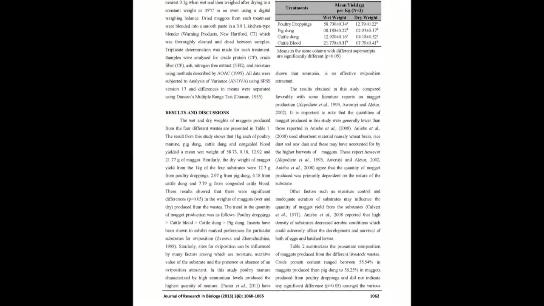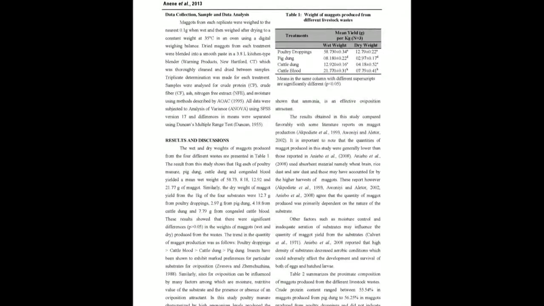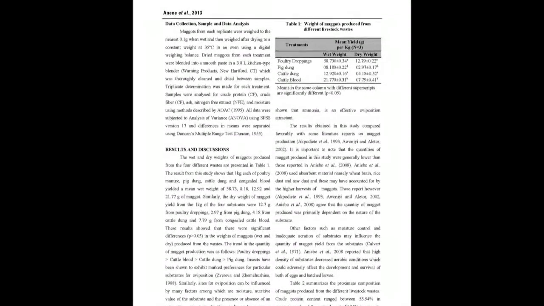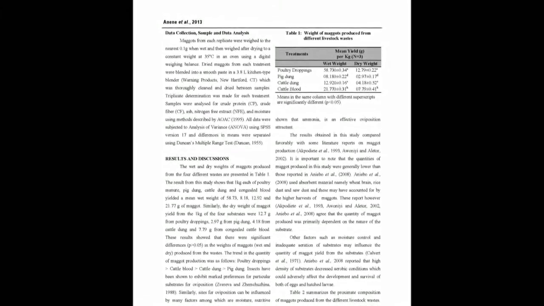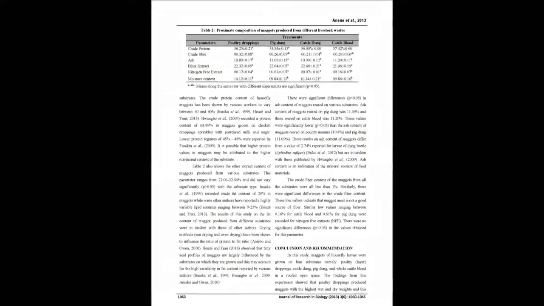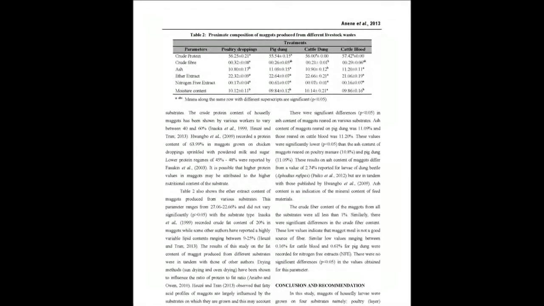Results indicate that the crude protein content of the maggots ranged from 55.4% in maggots grown on pig dung to 57.42% in maggots grown on cattle blood. The crude fiber contents ranged between 0.32% and 0.21%. Maggots produced from pig dung and cattle blood recorded the highest ash content, and the values were 11.09% and 11.20% respectively. Moisture content was highest, 10.14%, for maggots produced from cattle dung. Fat content of the maggots produced from the different livestock wastes ranged between 21.06% and 22.66%.